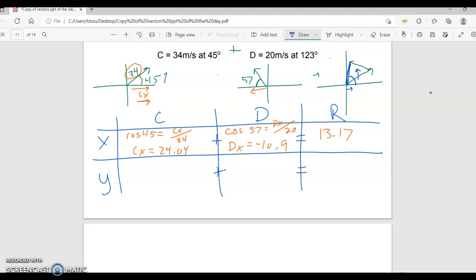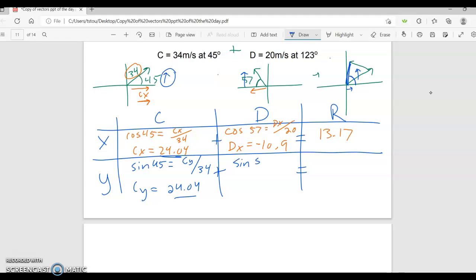Moving here in the y direction, I'm going upward for both of them, which means it's going to be a positive value. It's looking at the opposite over the hypotenuse, so I'm looking at sine. Sine of 45 equals c sub y over that 34. So I get a c sub y of 24.04. And yeah, you're like, oh, that's the same number as the top. It is because it's at 45 degrees. So it makes sense that both sides will be the same for a 45-degree triangle.